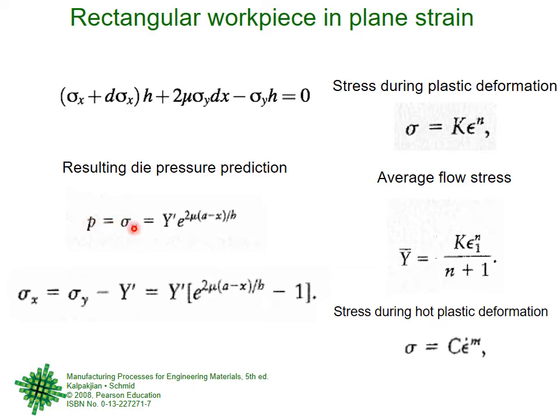So pressure or sigma y, y dash, we will tell you why this dash is there, e raised to 2 mu a minus x upon h. This will finally come out to be the solution for the pressure, and sigma x will be equal to sigma y minus y dash is equal to y dash e raised to 2 mu a minus x upon h minus 1. We will talk about it in more detail later on, but we have already used in the page where we were giving you the equations, the symbol capital Y.